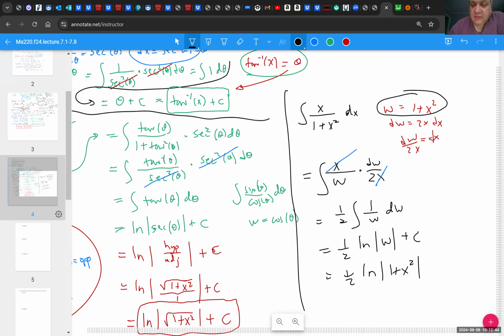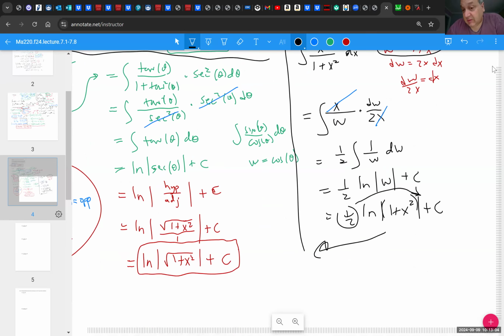And that is equivalent to our answer before. The reason why it looks different is because the 1/2 exponent can be put on top of the argument, and that's a square root. So the 1/2 exponent is the same as the square root. So this answer using W substitution is identical to the answer we did using trigonometric substitution.